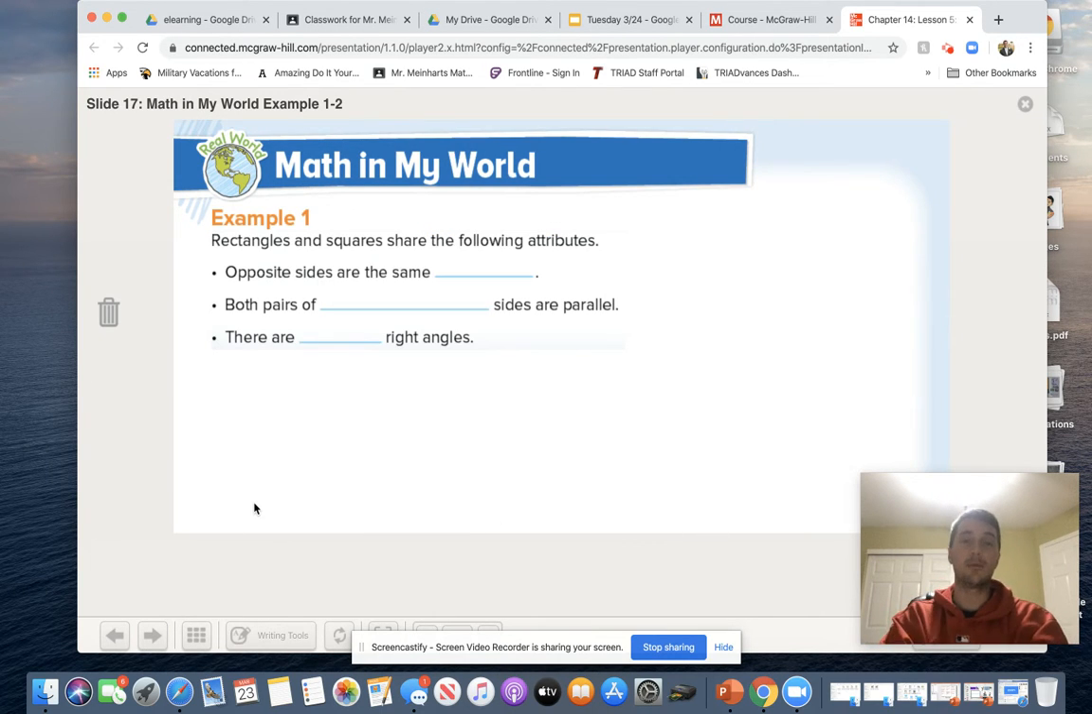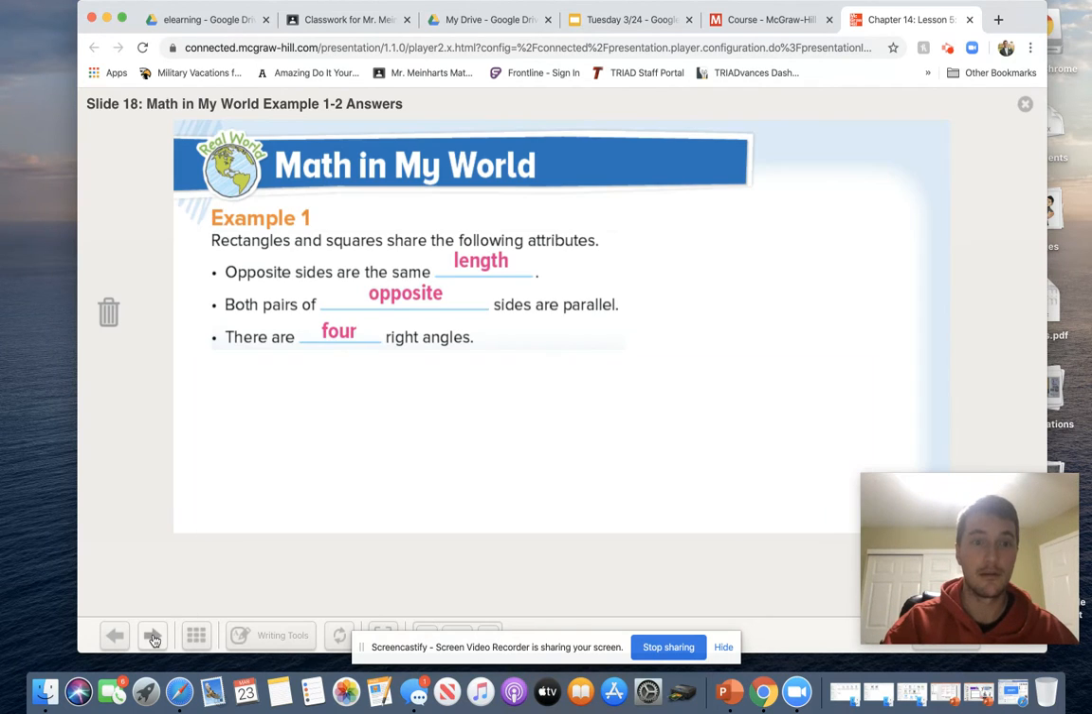All right, example number 1. Rectangles and squares share the following attributes. Opposite sides are the same. Both pairs of blank sides are parallel. There are right angles. Look back at that previous page we just went over where it has all that broken down, pause the video, and see if you can answer those questions. Once you answer them, hit play, then we'll move on and see if you got it.